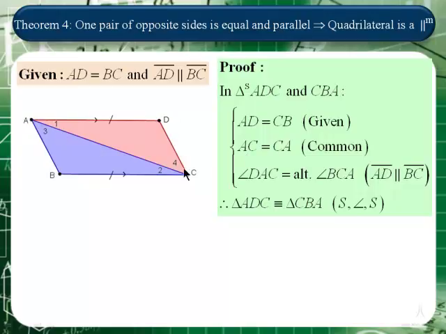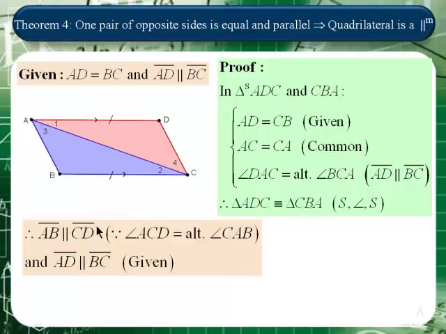Furthermore, line segment AC is common, it belongs to both. Furthermore, angle 1 will be equal to angle 2. It's actually alternate angles because we know that AD is parallel to BC with AC as a transversal. Now because we have two sides and an included angle of the red triangle equal to two sides and the included angle of the blue one, we can conclude that the two triangles must be congruent.